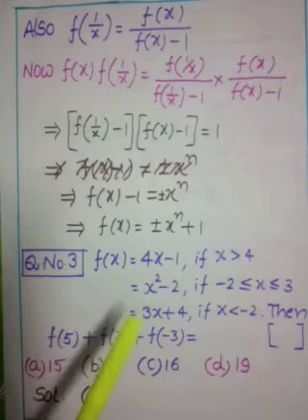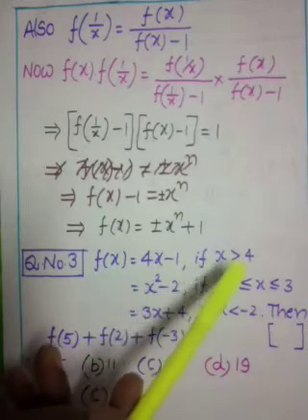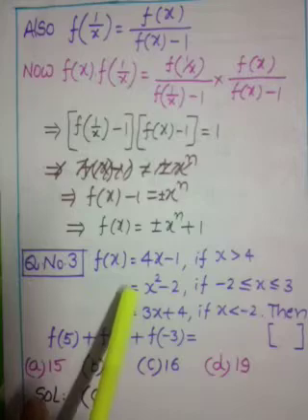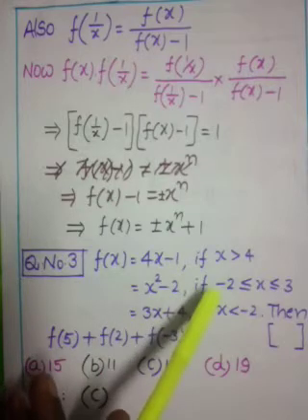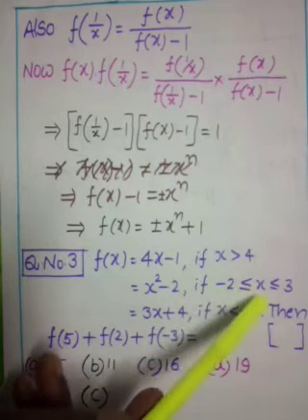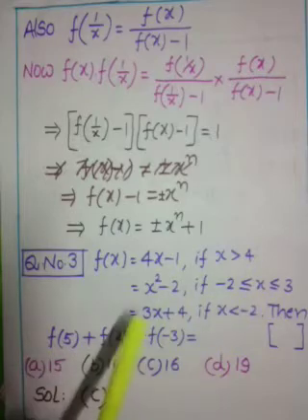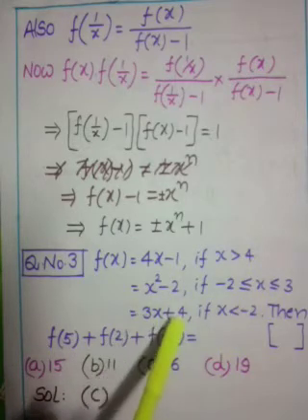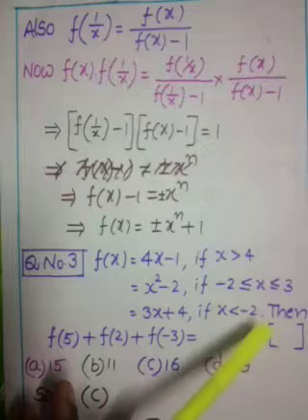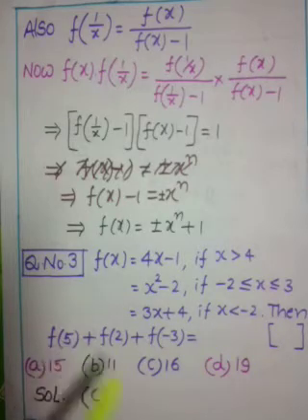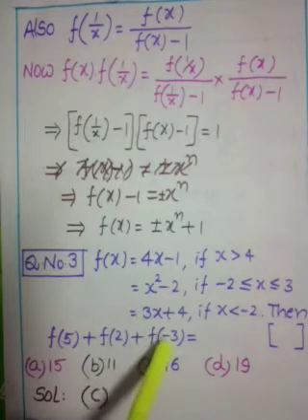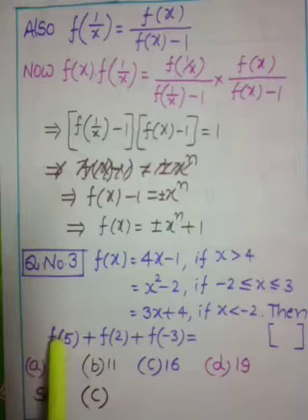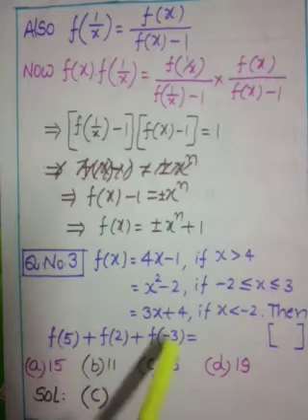f of x is equal to 4x minus 1 if x is greater than 4. f of x is equal to x square minus 2 if x is between minus 2 and 3, that is, minus 2 less than or equal to x less than or equal to 3. f of x is equal to 3x plus 4 if x is less than minus 2. Then we have to find the sum f of 5 plus f of 2 plus f of minus 3.